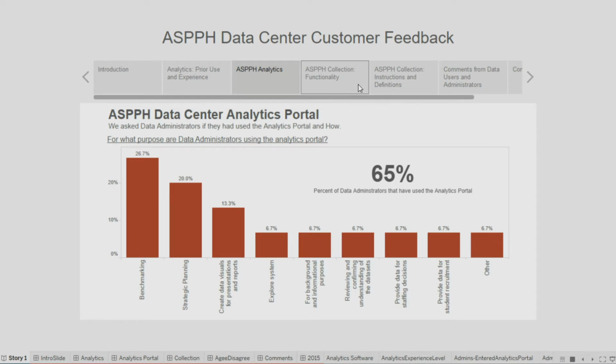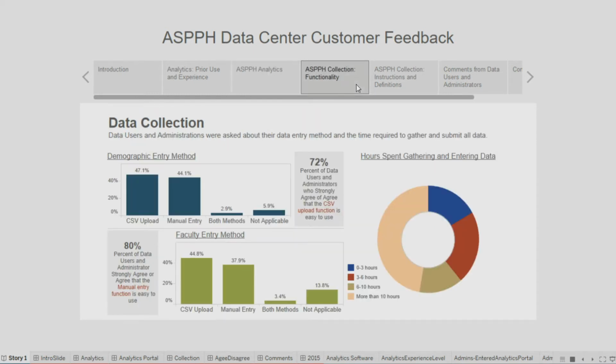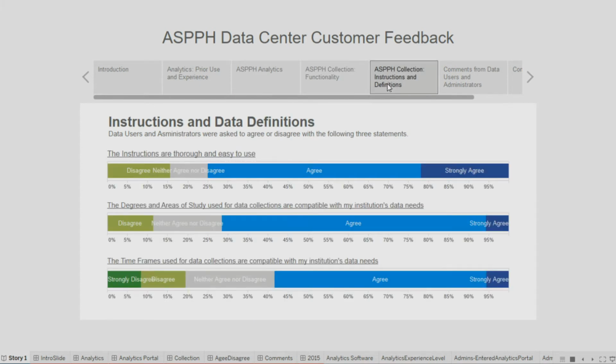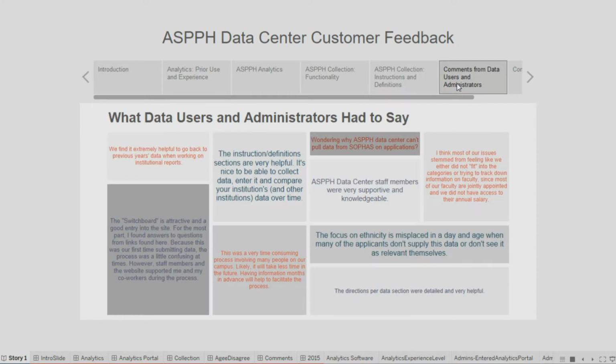And the rest of this dashboard, or excuse me, data story really just talks about the collection. We tried to make it kind of fun and appealing because we knew we were going to take this to our senior leadership and our data advisory committee and say, give us the green light to train these people. Give us some money to train these people. And then finally, we finished with some comments that were both great and also constructive criticism.